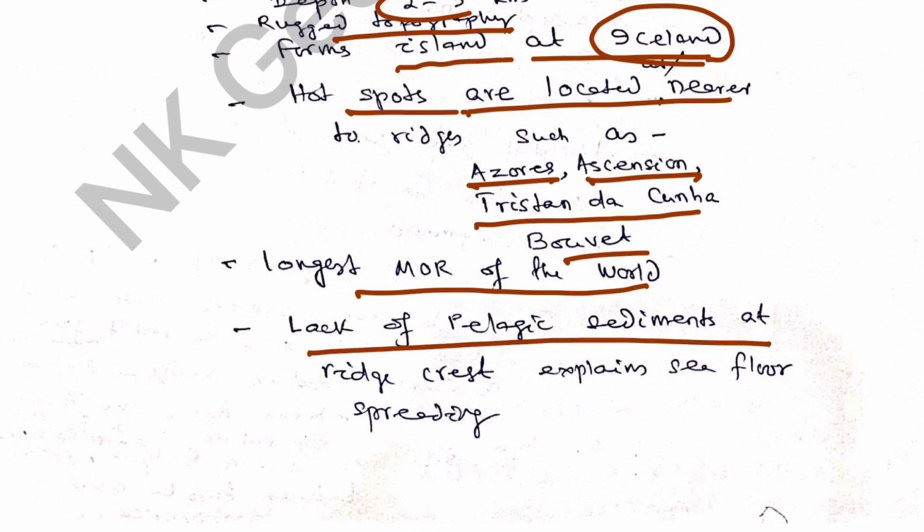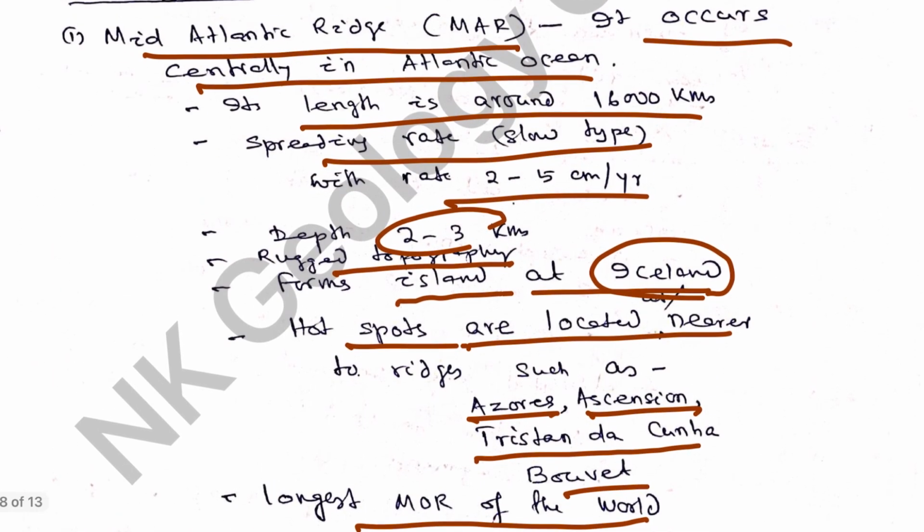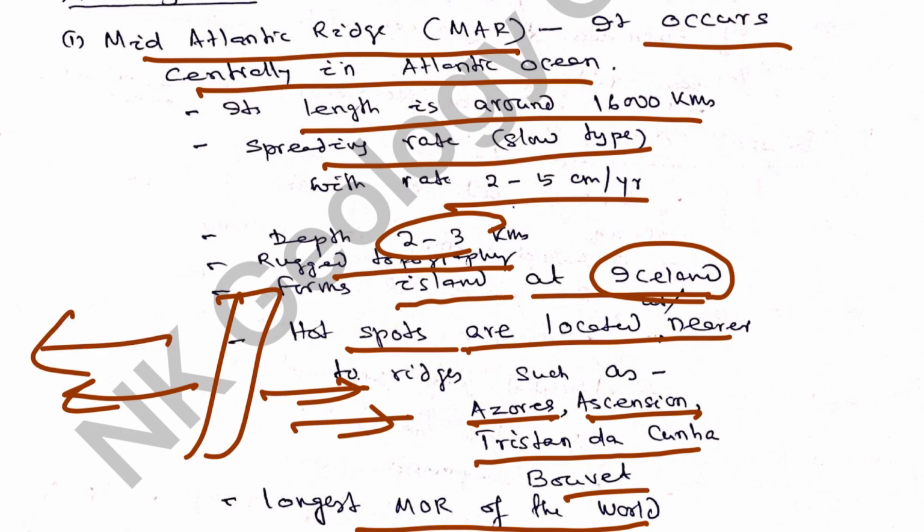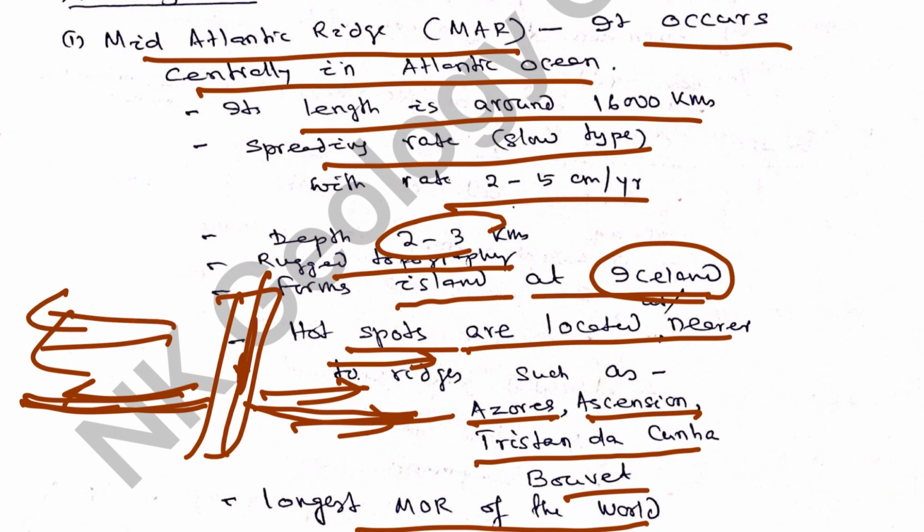There is a lack of pelagic sediments at the ridge crest, which explains the formation of new oceanic crust there, and the ocean floor is expanding on both sides. Here the pelagic sediments are not there, and gradually as you go sideways, a very small thickness of pelagic sediments are there. That means this new oceanic crust is being created here, and the ocean floor is expanding on both sides. So we say the Atlantic Ocean is expanding.